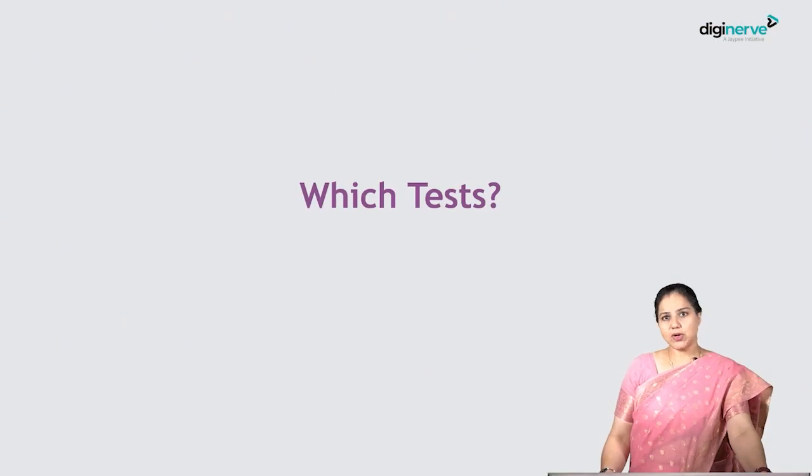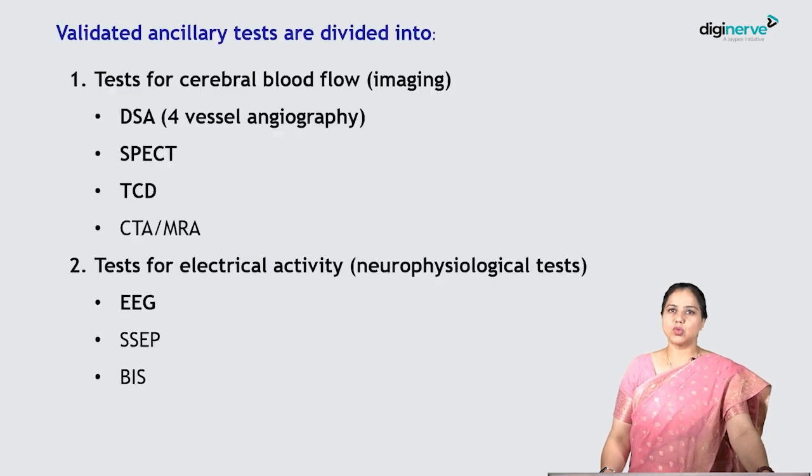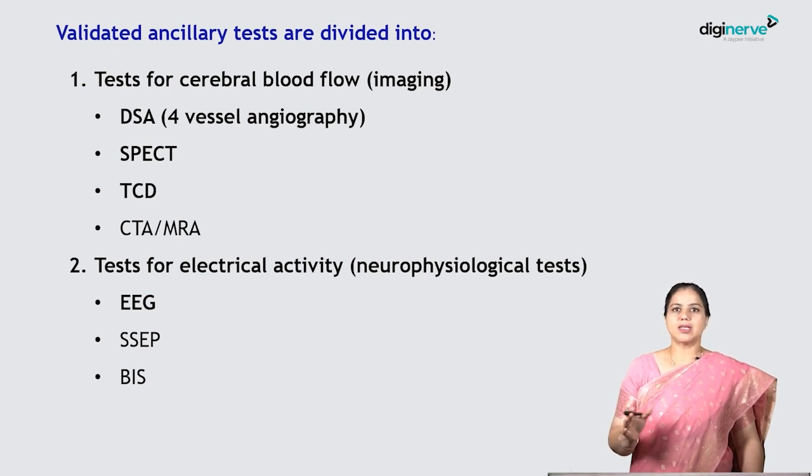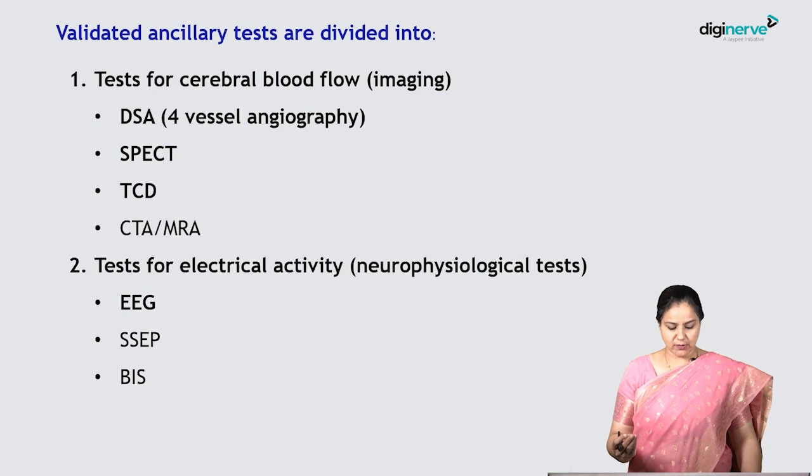So which tests may be recommended for brain death determination as an ancillary test? There are two types. We would have tests for cerebral blood flow, where we would confirm by imaging that there is no cerebral blood flow inside the brain and hence the patient is brain dead. And the second set of tests are the tests for electrical activity, or neurophysiological tests, where we see that the patient does not have any kind of electrical activity in the brain.